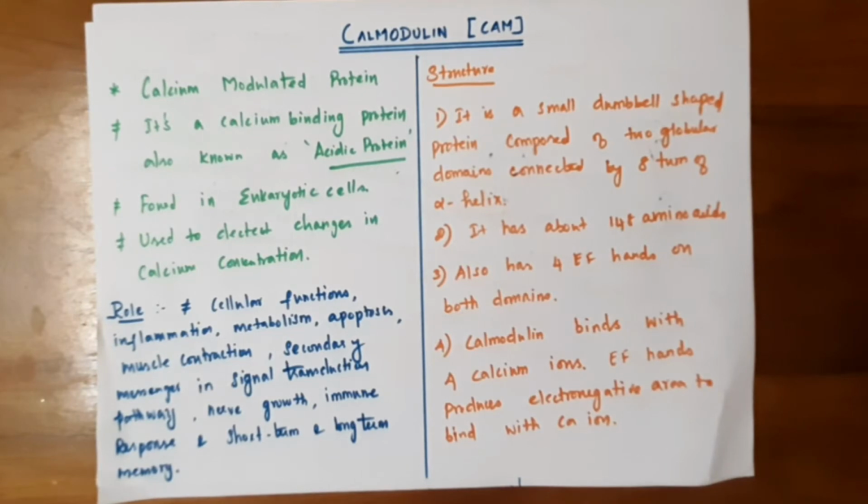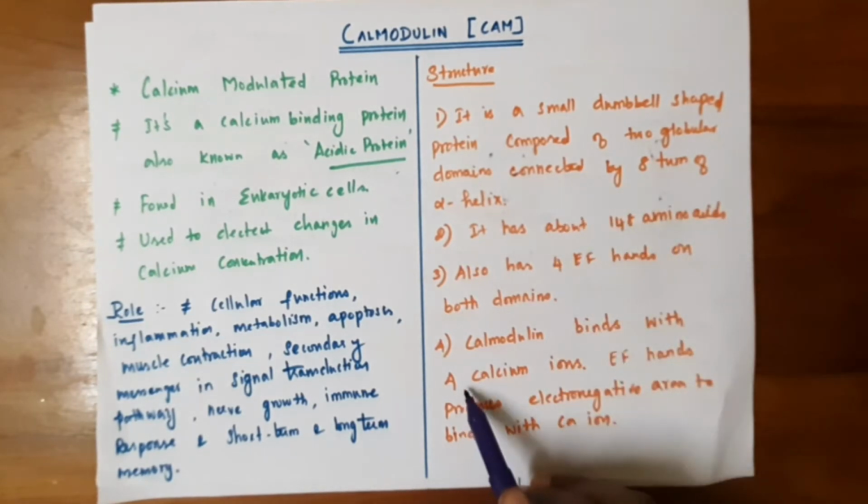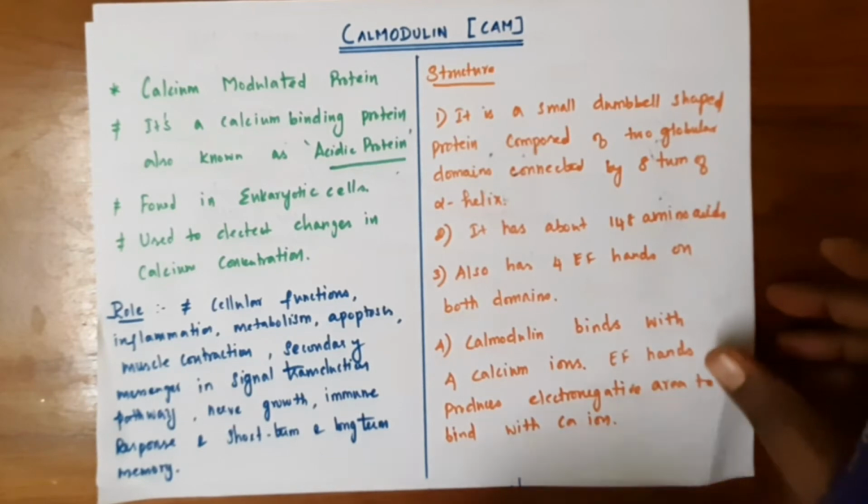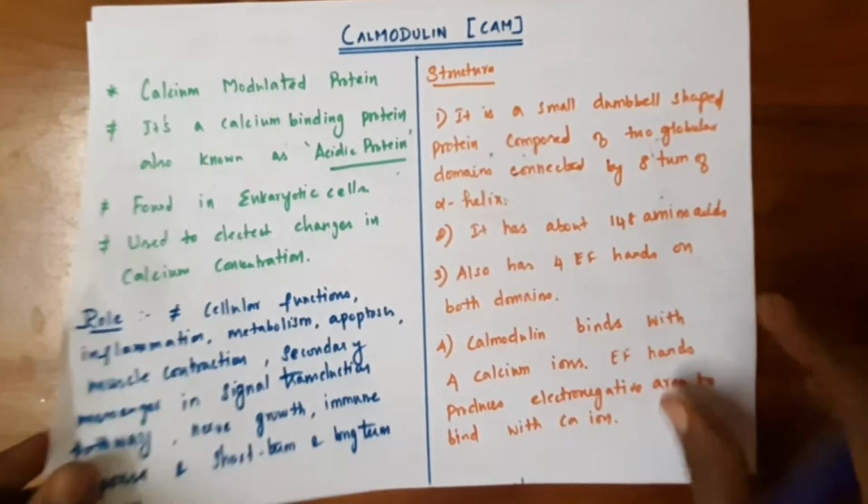Calmodulin mainly has 4 calcium ions per protein unit. The role of these EF hands is that they provide the electronegative part in the protein molecule which binds the calcium 2 plus. So this electronegative part binds with calcium 2 plus and enables the biological reactions.